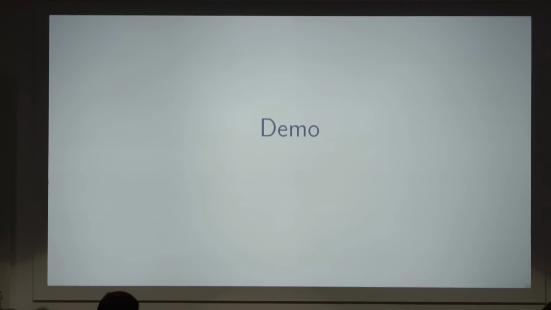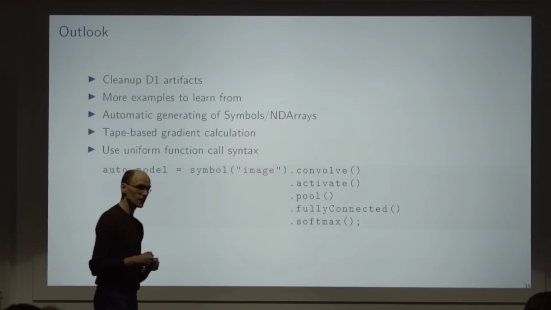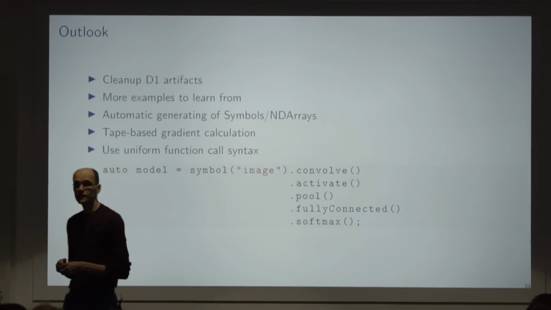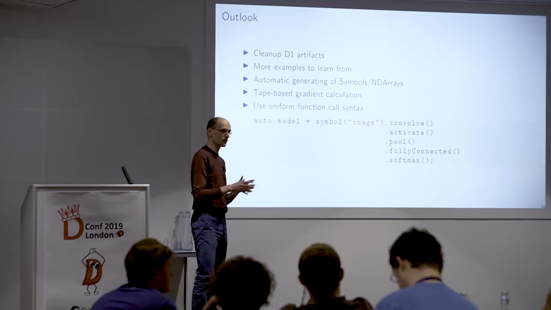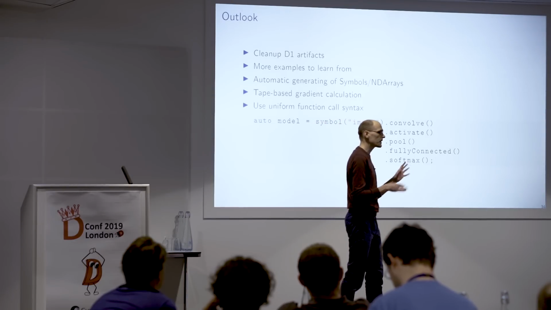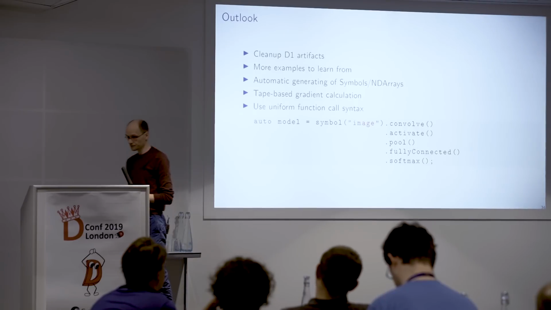All right, so this is the demo. Let me switch back to the slides. Yeah, outlook. So there is some cleanup to do because this library started out as a D library, and there are still some artifacts in the code where you could see we are working around missing features, I would say, which are available in D.